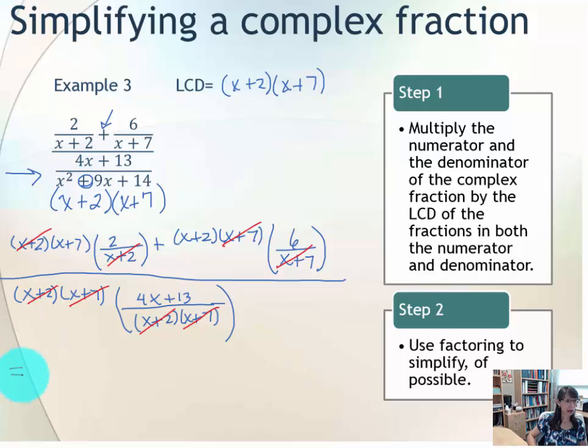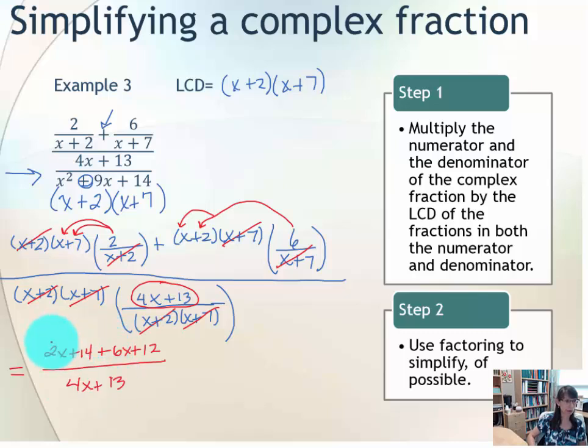So what we do have remaining in our numerator is 2 is distributed to this quantity of x plus 7. That would be 2x plus 14. Here we have 6 being distributed, so that leaves us positive 6x plus 12. In our denominator, we have the term 4x plus 13 remaining. You may notice now that we do have some like terms to combine in our numerator. 2x plus 6x would make 8x. 14 plus 12 would be 26. In our denominator, we have still 4x plus 13.